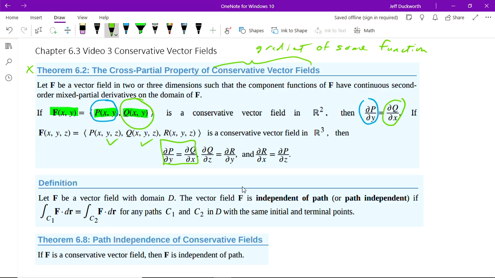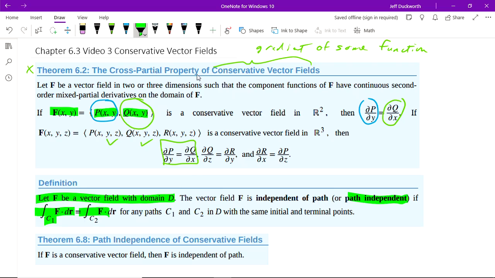All right, so the definitions from 6.3 are below. The first one: let F be a vector field with domain D. The vector field is independent of path, or called path independent, if our integral over C1 is the same as our integral over C2 for any two paths, C1 and C2.